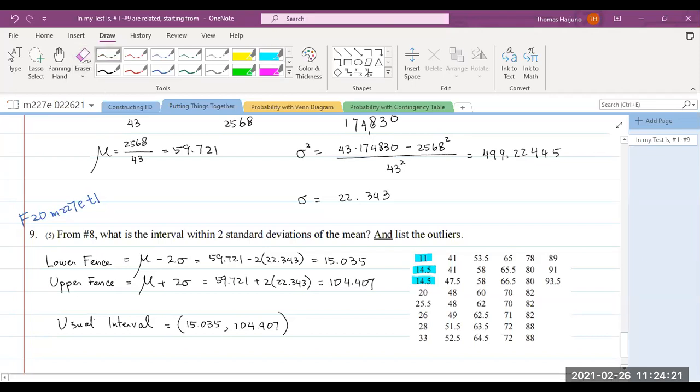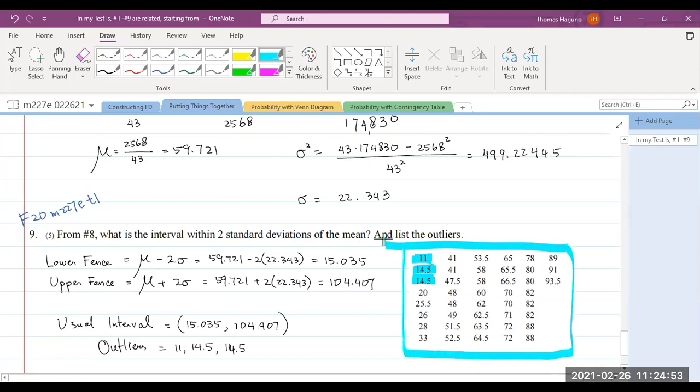So from here, we see the outliers. The outliers are 11, 14.5, and that 14.5. Those are the outliers. So why do we call them outliers? Basically, when we compare the scores from these 3 students to the whole class, not compared to Thomas's standard, but compared to how the whole class performed, these 3 students are actually underperforming.